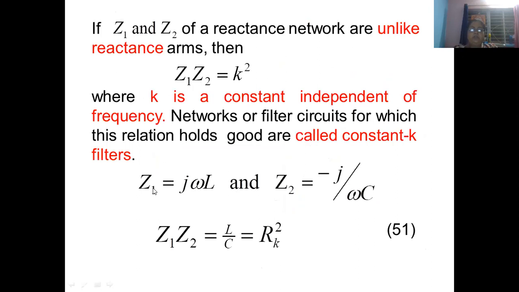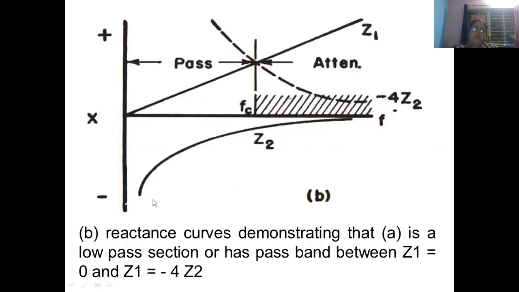Now we have put in the values of Z1 and Z2. Z1 is j omega L and Z2 is minus j upon omega C. So the product of Z1 and Z2 is equal to L upon C, and that is equal to RK square, where RK is known as the design impedance. Now, this is the reactance curve demonstrating that it is a low pass section, which has a pass band between Z1 equals 0 and Z1 equals minus 4 Z2.